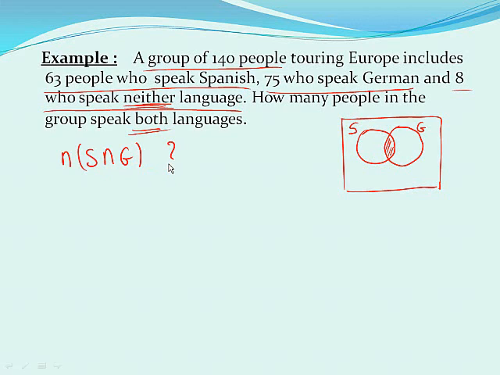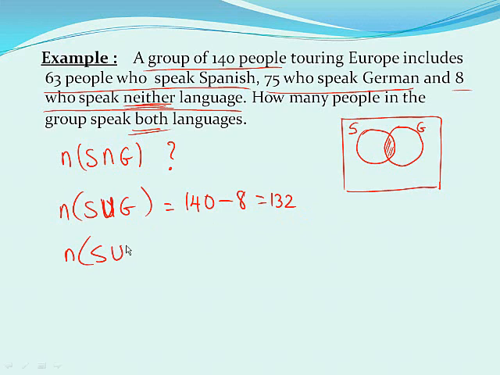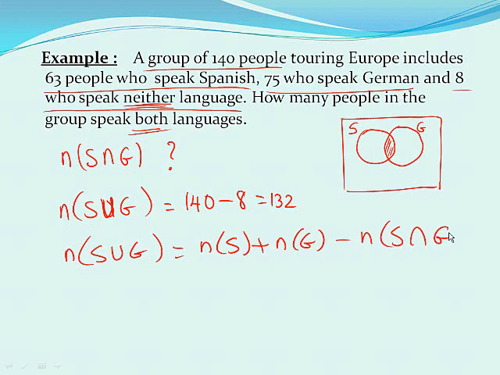It is given that 8 people do not speak Spanish or German. So we can calculate number of elements in the union of S and G to be 140 minus 8, which is 132. Number of elements of S union G will be equal to number of elements of S plus number of elements of G minus number of elements of S intersection G.